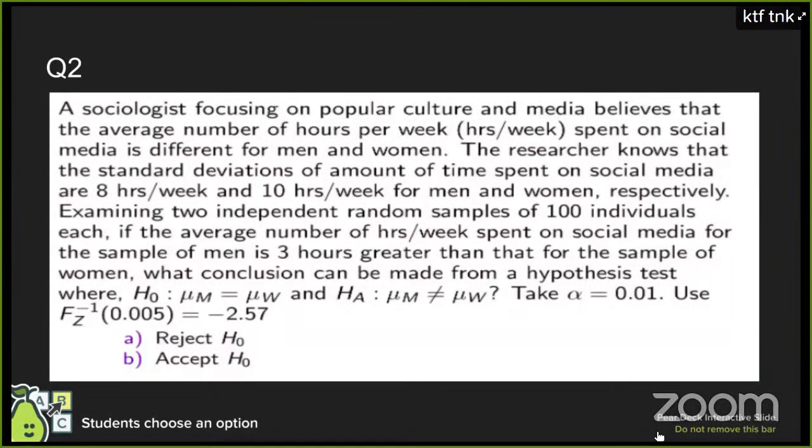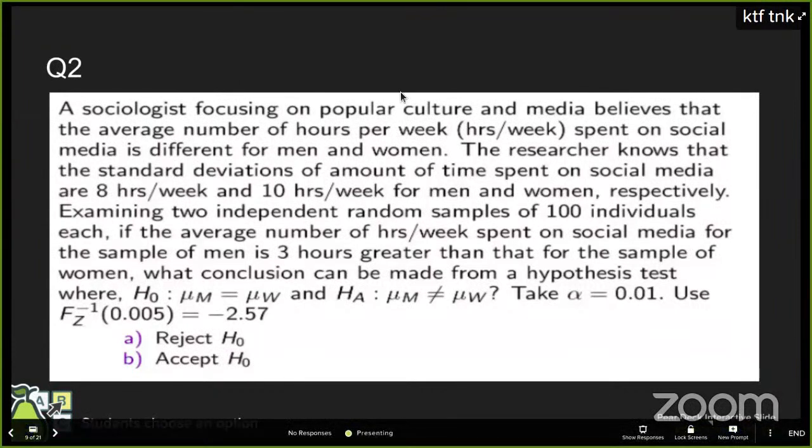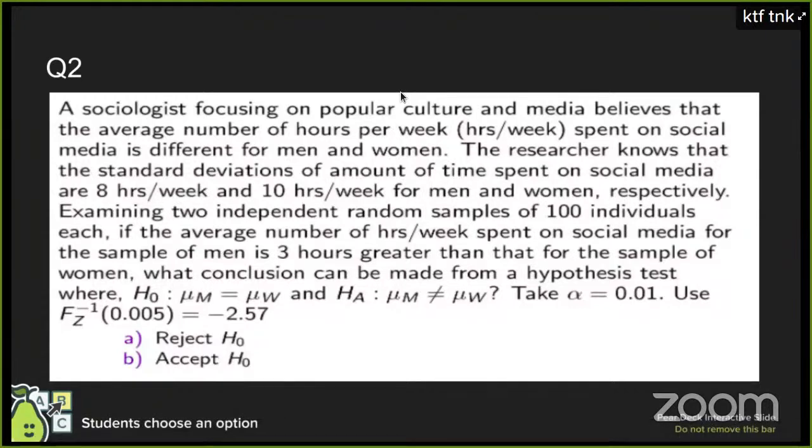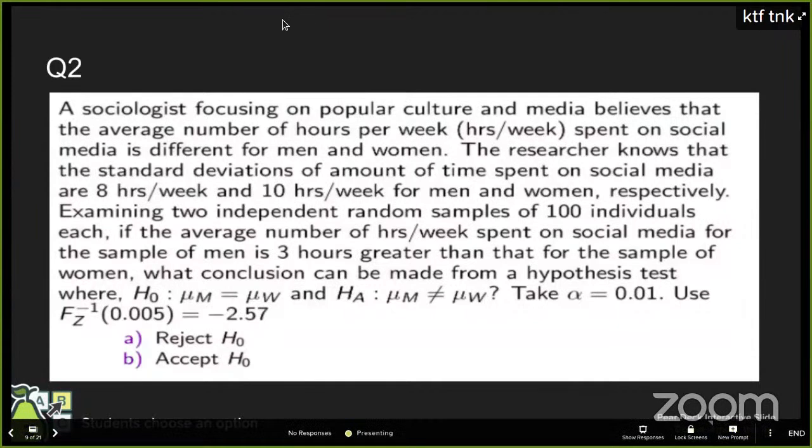This is just again a Z test, but it is a two sample Z test, right? Why a two sample Z test? Because we are comparing two different populations. Yes. Right? Okay.